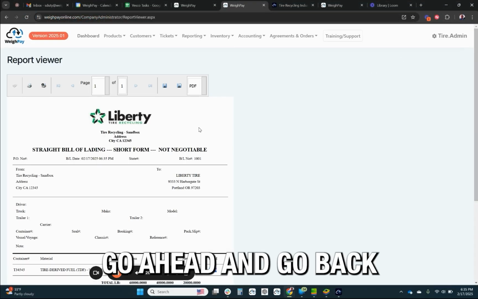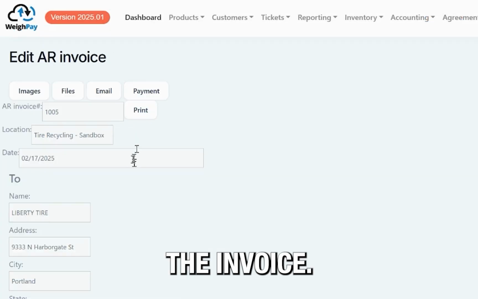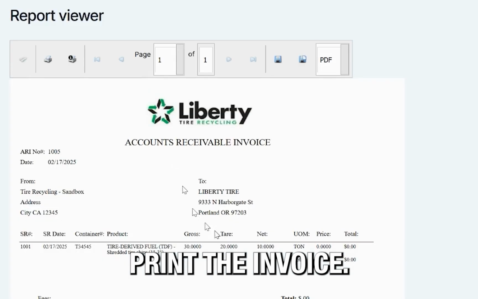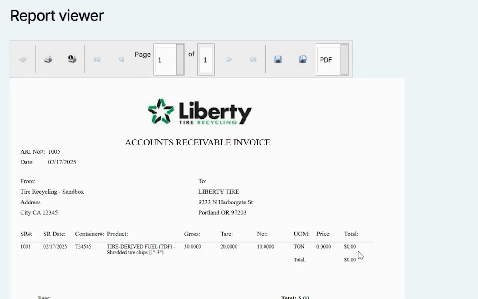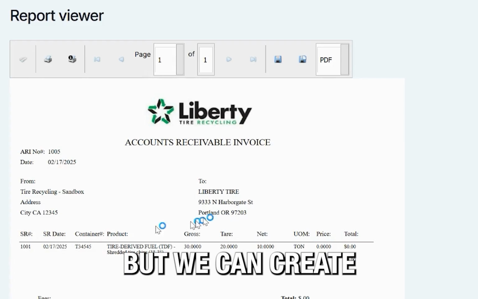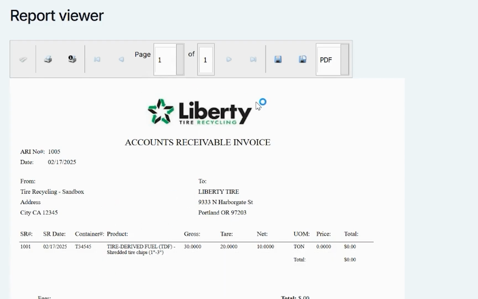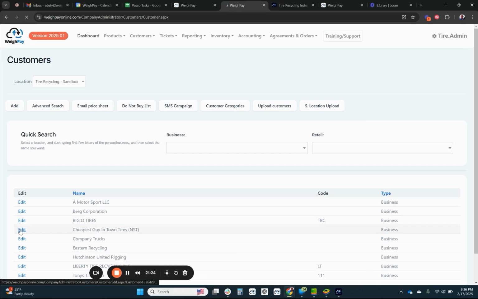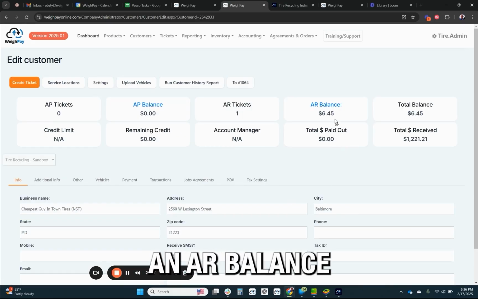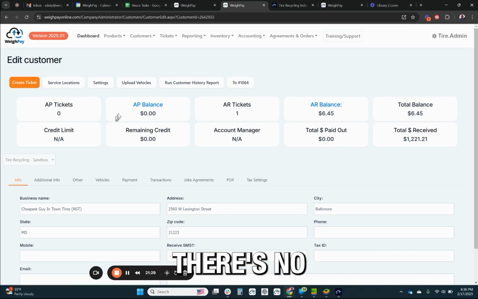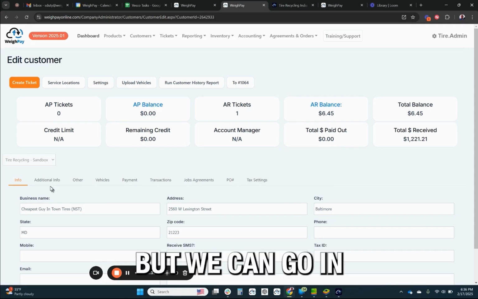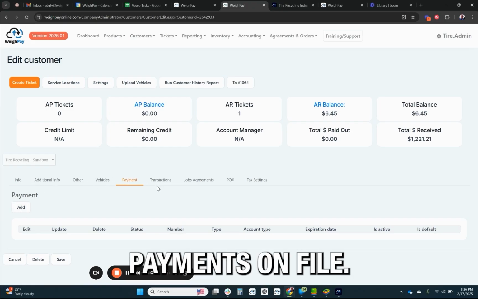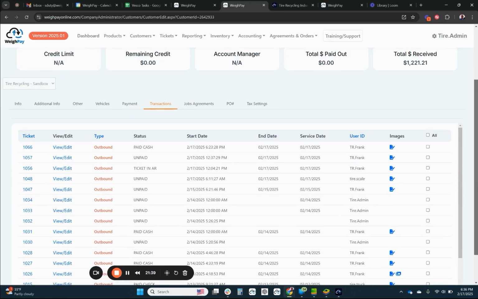Let's go ahead and go back and view the invoice. So the invoice, we can add images, files, or payments, or we can just print the invoice. So there's the invoice. And this one hasn't been priced out yet, but we can create an AR invoice. If we go into the customer account, we can go into Cheapest Guy Tires. We can see that they have an AR balance right now where they owe us money. There's no AP balance, but we can go in to look at their wallet. If they had any payments on file, we can look at all their transactions.